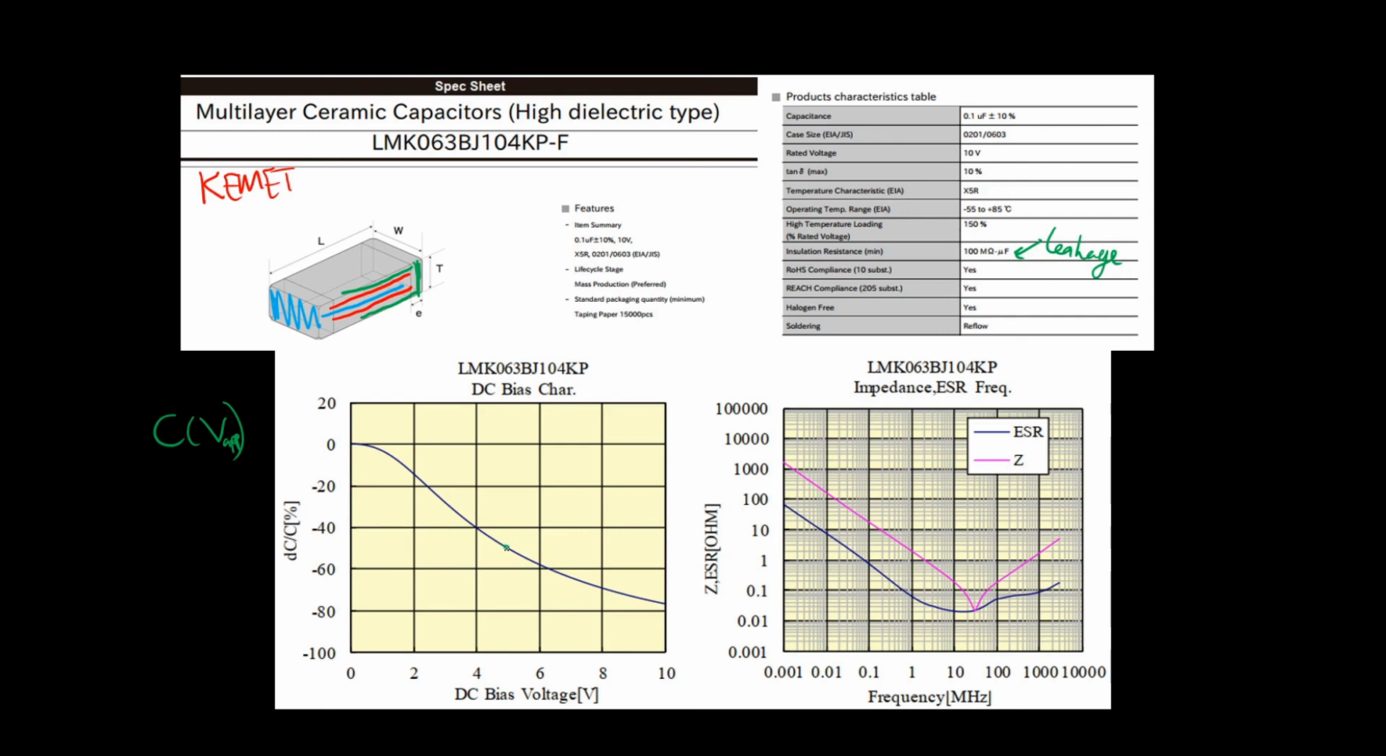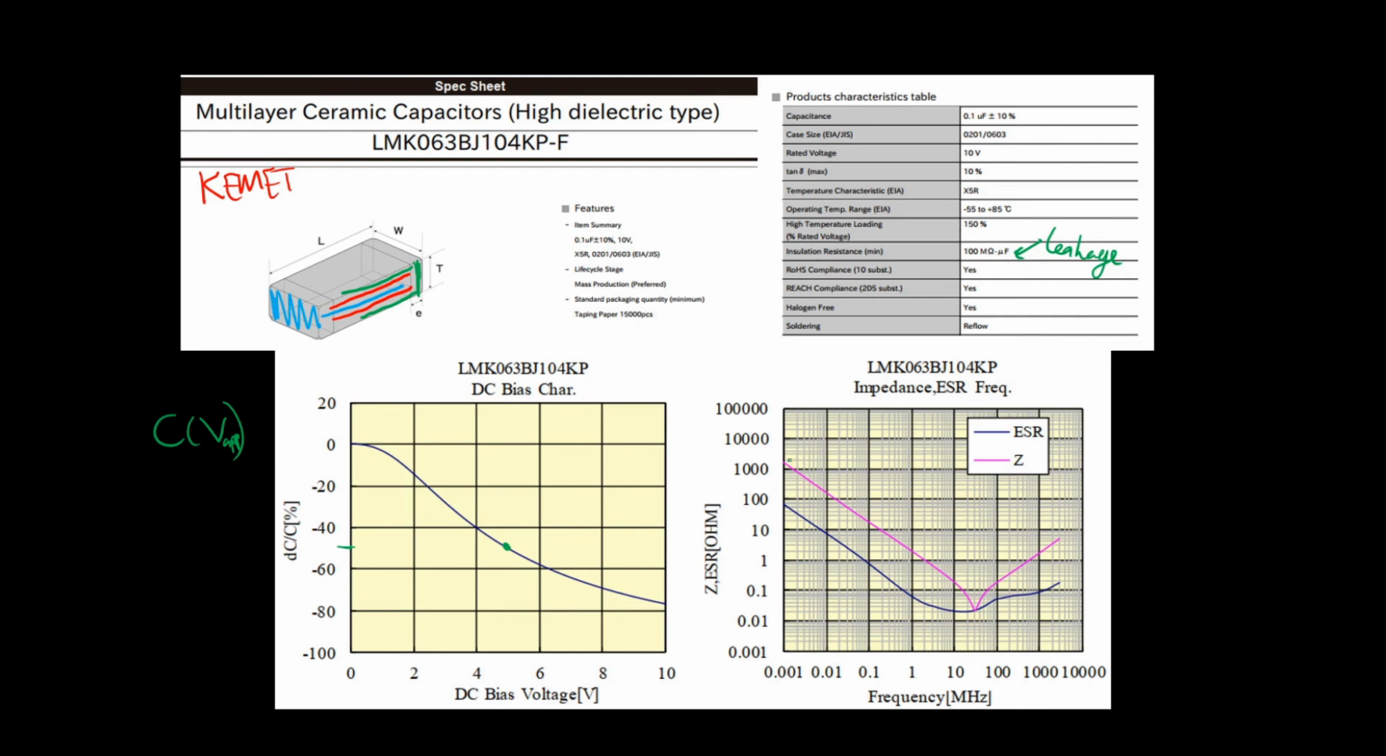So if you go to halfway, around 5 volts, you've lost 50% of your capacitance, right? That's something you should note when you choose a specific kind of capacitor for your application. Ceramic capacitors, you often need to stack a whole bunch of them to get the required capacitance that you want. And we can also look at the impedance versus frequency.